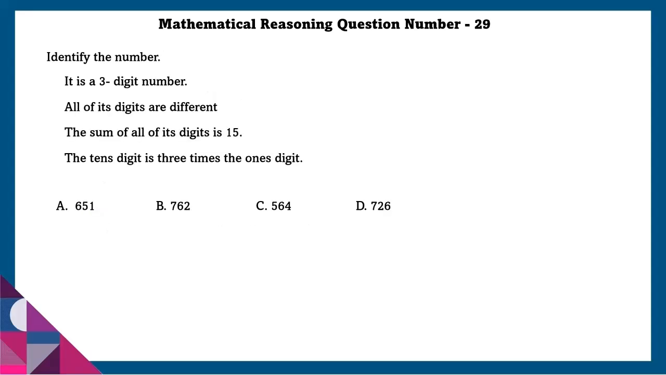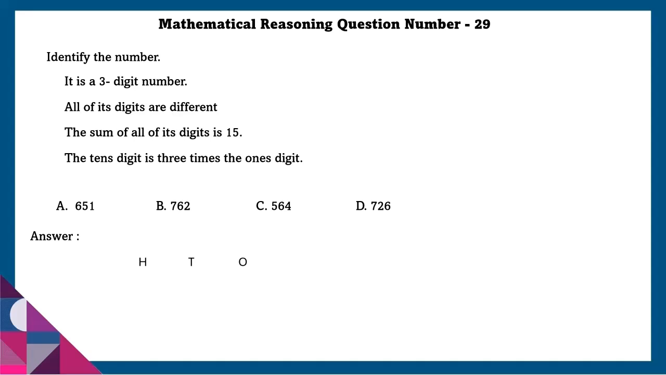Mathematical reasoning question number 29. Identify the number. It is a 3-digit number. In all the options, every single option is a 3-digit number. All of its digits are different. In all of the options, all of its digits are different. The sum of all of its digits is 15.